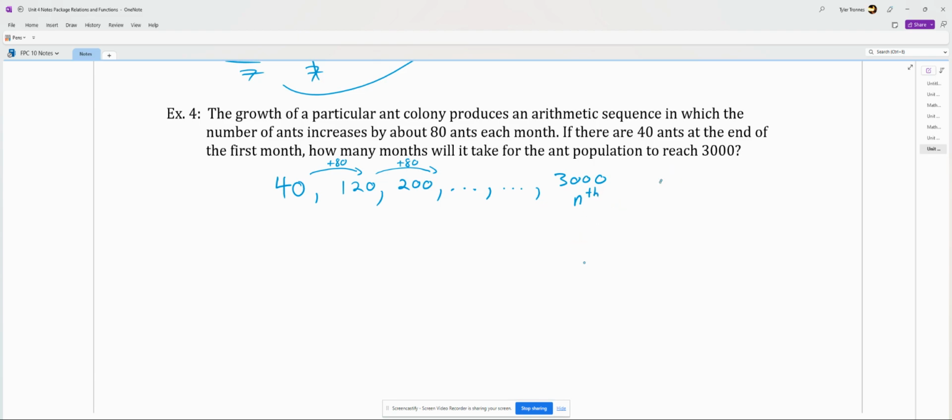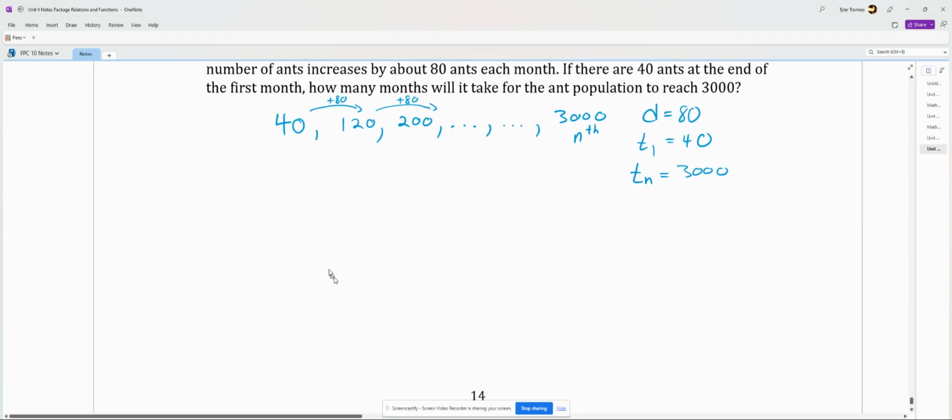Okay, so what do we know? We know our D, our common difference here, is 80. We know our T1 is 40. Okay, we know the Tn that we're trying to determine is 3,000. So that's everything that we know so far. So what we first have to do is let's set up our general arithmetic sequence formula. This is the equation given to you. You will have, again, this on the test. So the nth term is equal to t1, the first term, plus n minus 1 times the common difference.